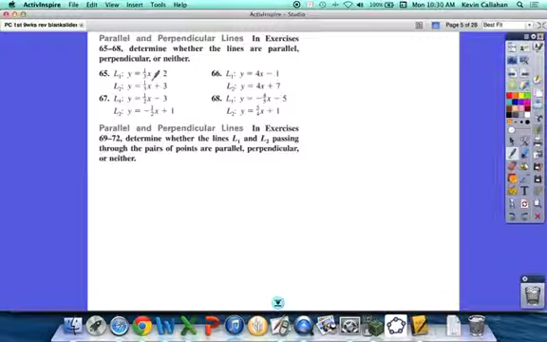Well, what do we know about the slopes of parallel lines? They're the same, right? So if I go through these, I should be able to tell which are the parallel lines pretty quickly, right? Because they're all in slope-intercept form. Which ones show parallel lines? Yeah, these are the same, right? 1/3 and 4. So those are parallel.